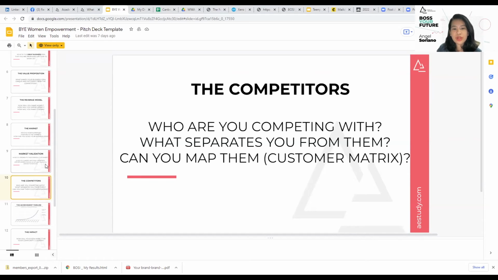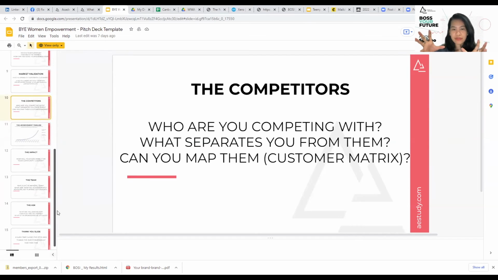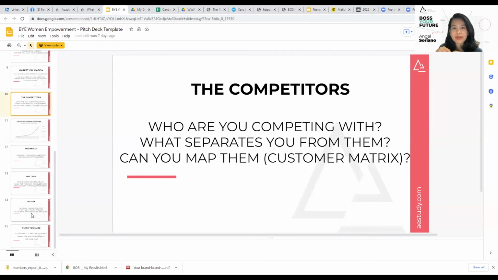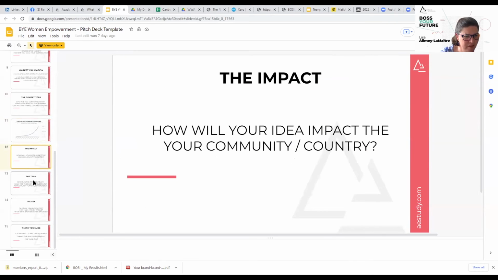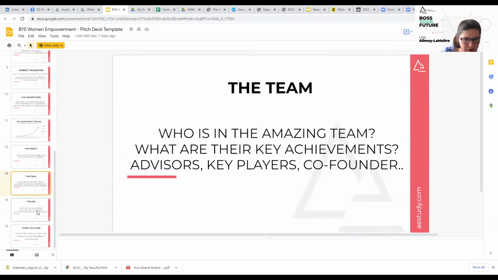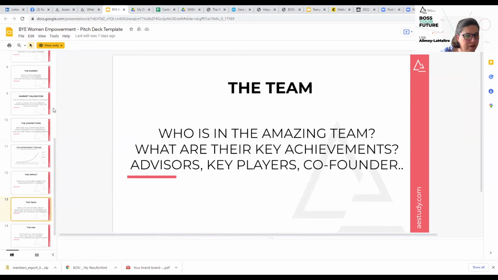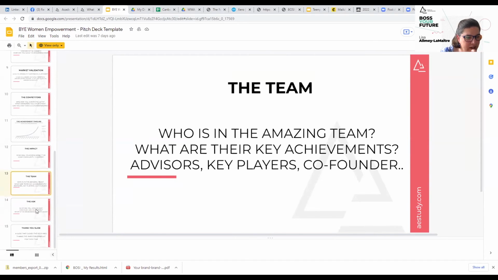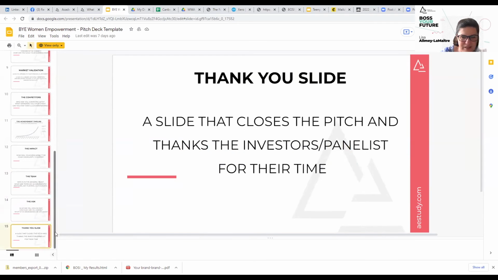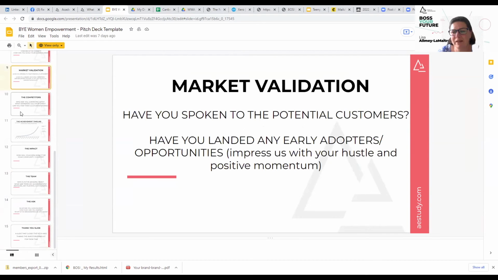So there's another question. What if we haven't landed any opportunities? Again, I think this is about their stage of product development, and they haven't really spoken to potential customers. Can they still pitch? I presume so. There's a slide here, isn't there? Where did it go? No, it's earlier. Let me check. I can't find it. What is the breakdown use of funds? Thank you slide. No, it's not there. I think it's the market validation one. Yes.